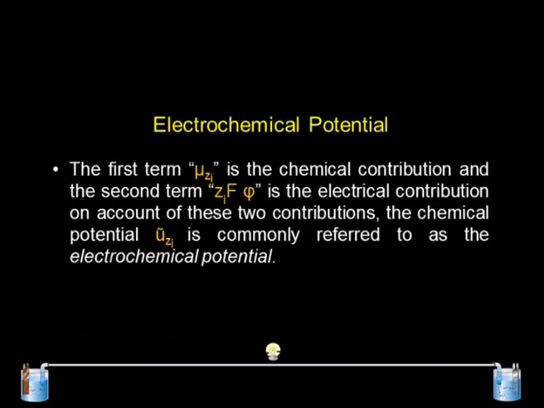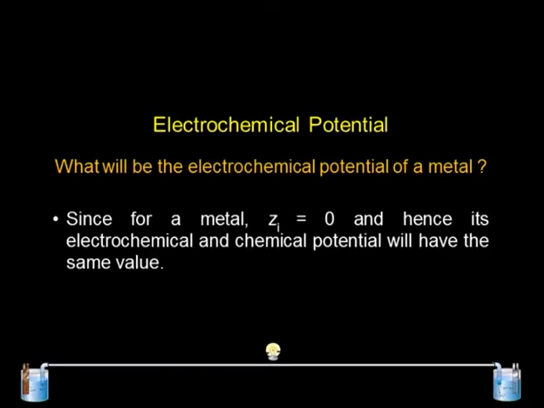The first term, mu zi zero, is the chemical contribution, and the second term, Zi F psi, is the electrical contribution. On account of these two contributions, the chemical potential mu zi is commonly referred to as the electrochemical potential. Now the question comes, what will be the electrochemical potential of a metal? Since for a metal Zi is equal to 0, its electrochemical and chemical potential will have the same value.